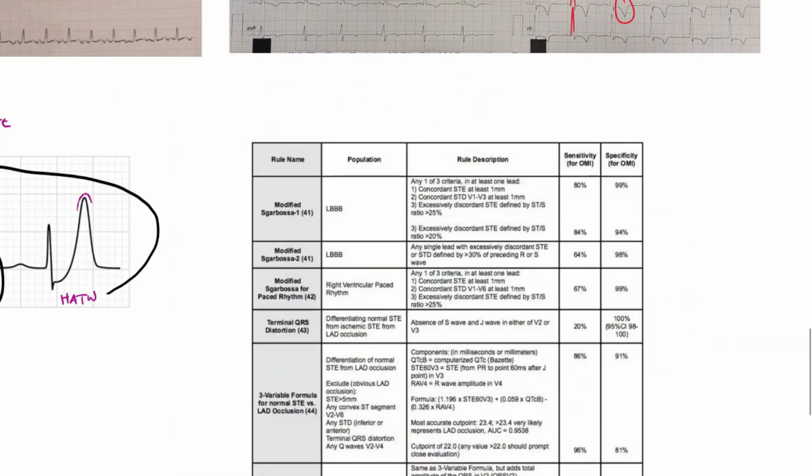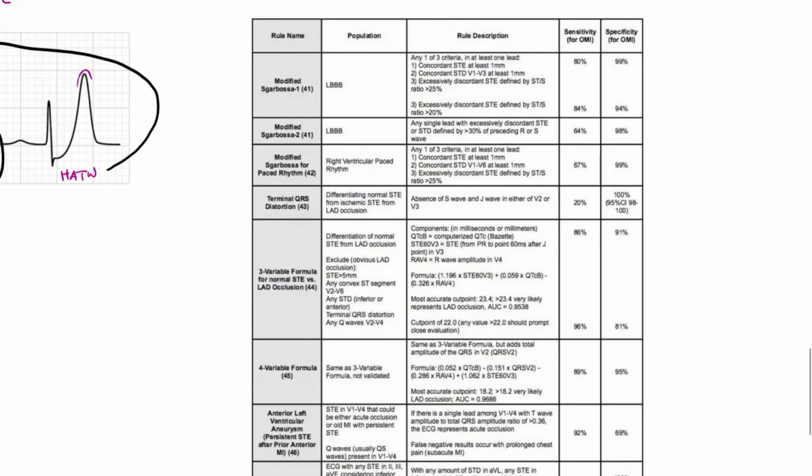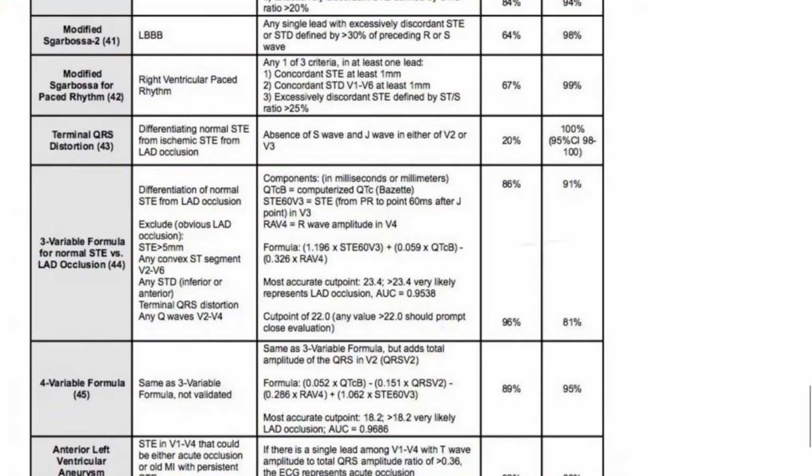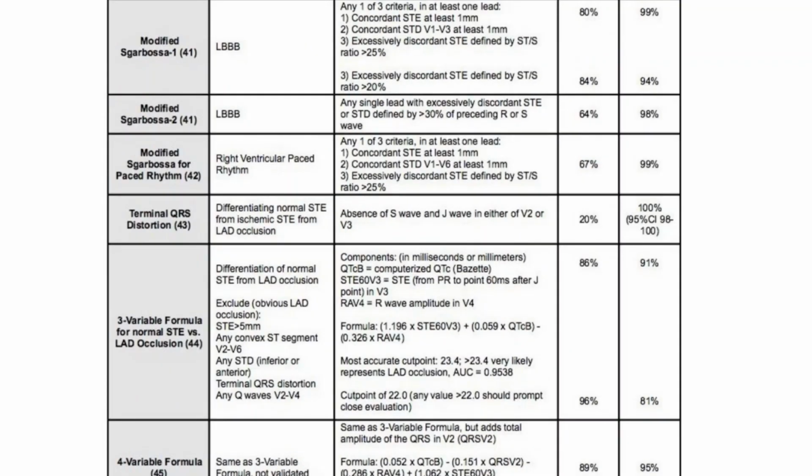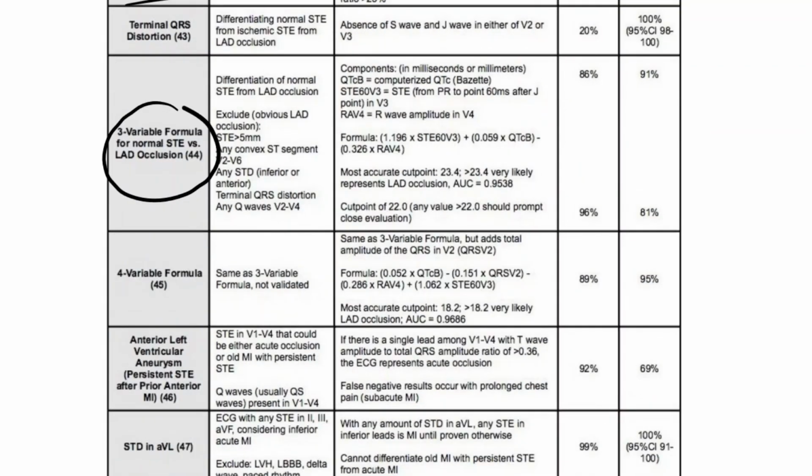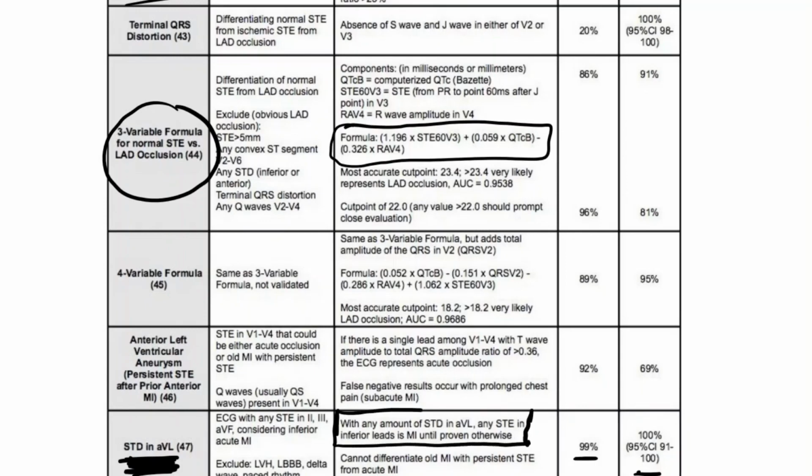The last thing for today is going to be this page, which is basically the OMI Manifesto. There's a couple of things here which are going to be discussed in upcoming videos, but it basically talks about how you can diagnose an occluded myocardial infarction in the presence of minimal changes, in the presence of a left bundle branch block. At the end, I'd like to point out that with any amount of ST depression in AVL, any ST elevation in the inferior leads is an MI until proven otherwise.